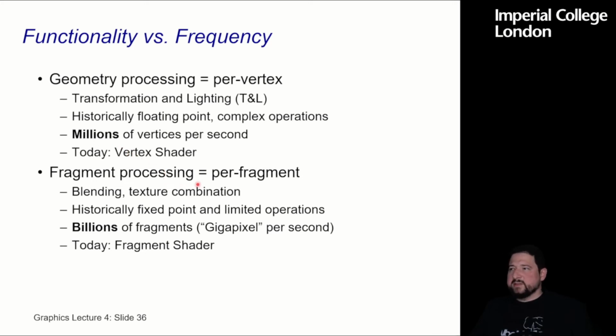The fragment processing is per fragment. We do blending, texture combinations, and historically it was fixed point and limited operations. Nowadays it's completely open and you can do whatever floating point operations you like. But the key is there are billions of fragments. So this is a gigafragment per second operation. It's probably the most high performance computing bit in your computer right now. It does a lot of computing, and that's probably the reason why some of your laptops get very hot when playing computer games.